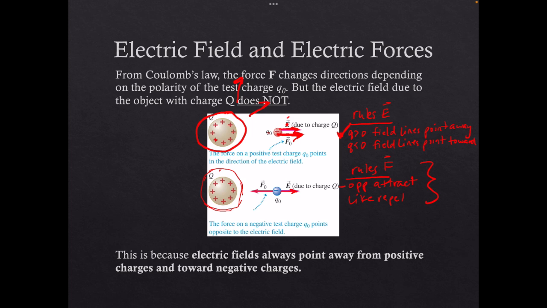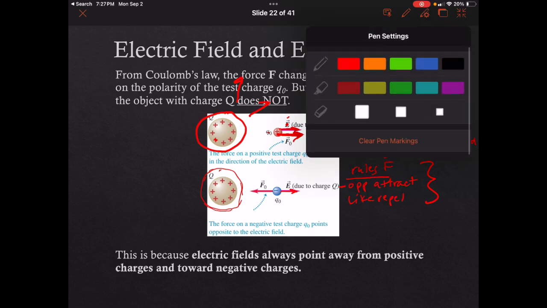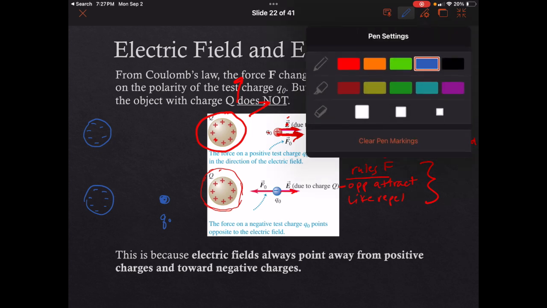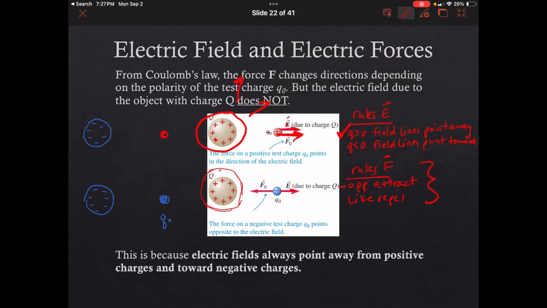Let me see if I can grab another color here. Let's look at the situation where the charge creating the field is negative. We have our positive and our negative test charge just as we have here. What are going to be the field lines and the force lines?